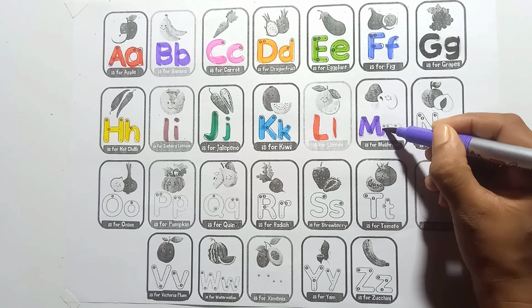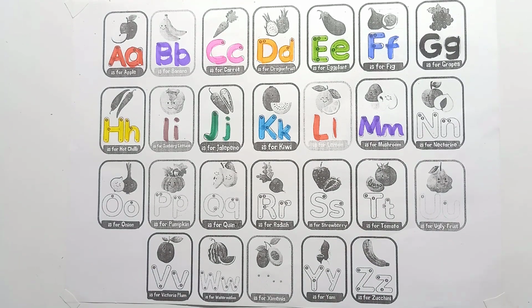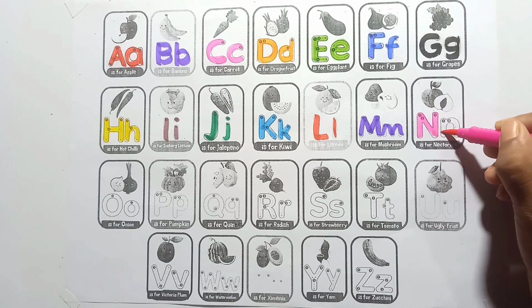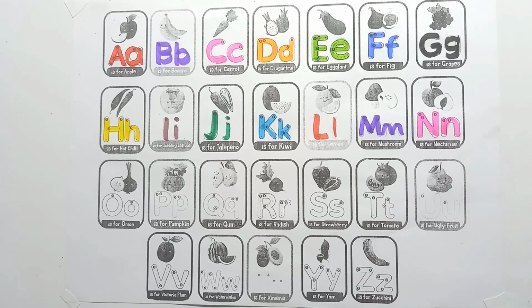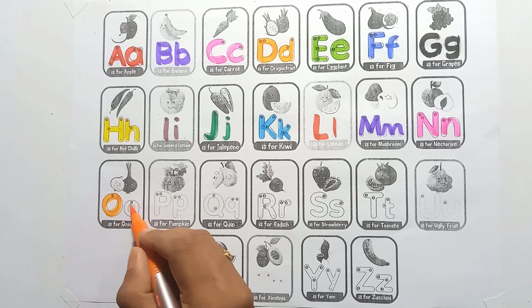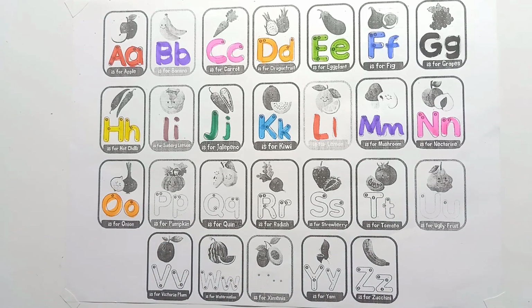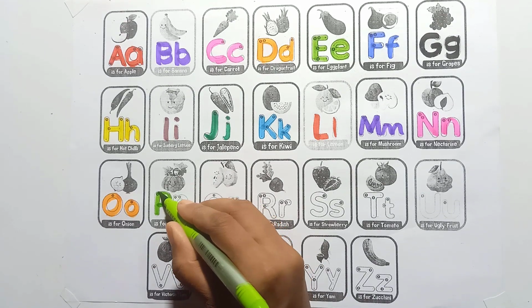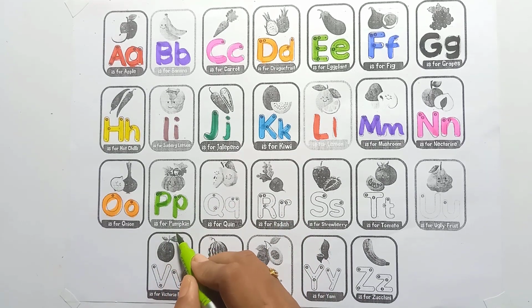M. M is for mushroom. N. N is for nectarine. O. O is for onion. P. P is for pumpkin.